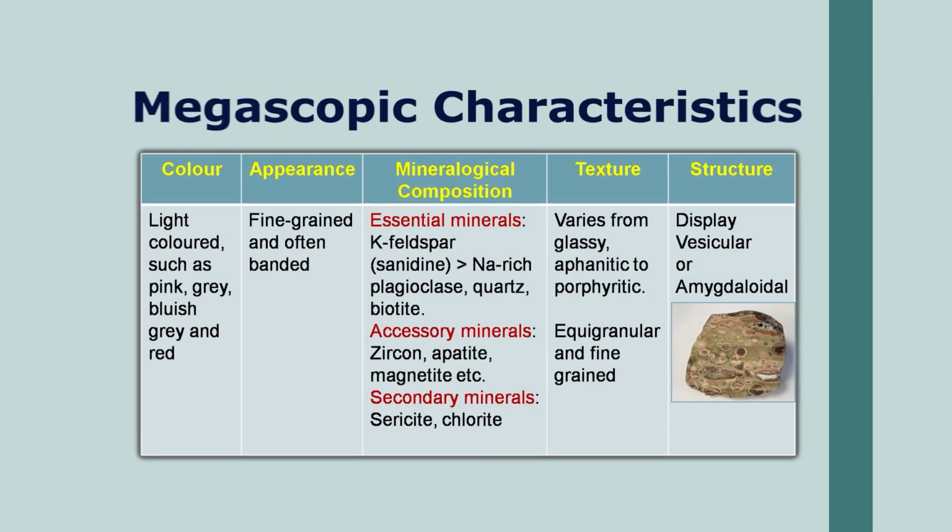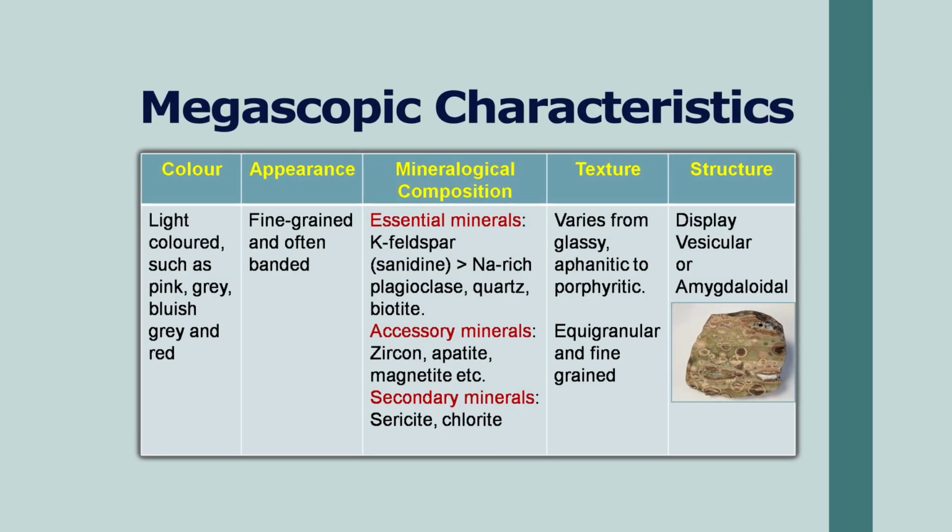If we go for the megascopic characteristics of rhyolite, it happens to be a light colored rock, but may rarely display pink, bluish, grey to reddish color as well. Appearance wise, this is a fine grained rock as it is a volcanic rock and can often show bands in it, because this is associated with magma flow. So, the bands are the result of the flow direction.